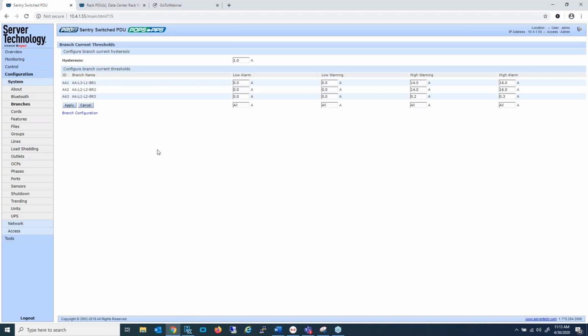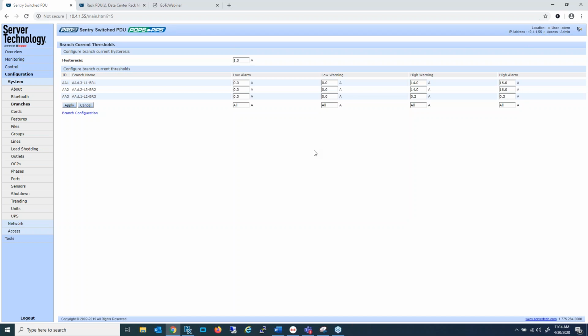Branch current thresholds are similar to the thresholds for the line current. The default values are 80% of maximum. So in this case, maximum was 20. We have a default threshold of 16 amps for the high alarm. And for the high warning, we have a default threshold of 14 amps, that is 70%. Again, this is because I changed this threshold intentionally to be very low so we would see the alarm on the overview page.